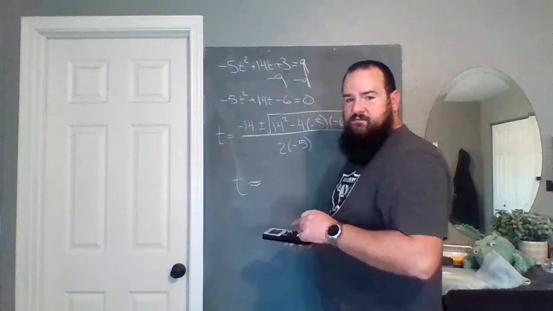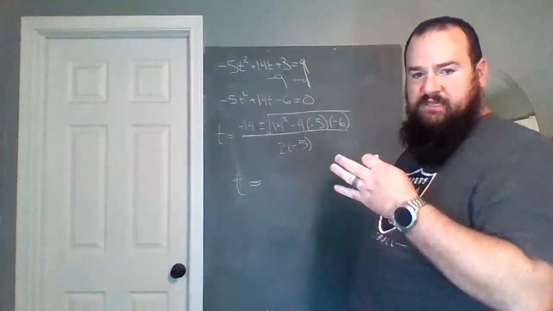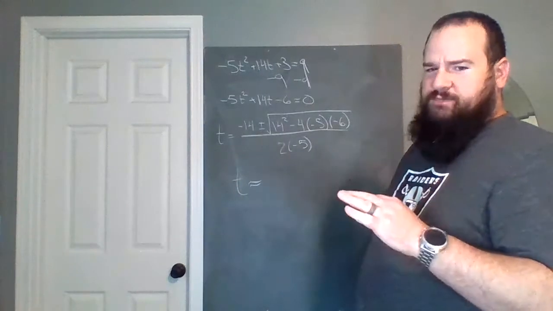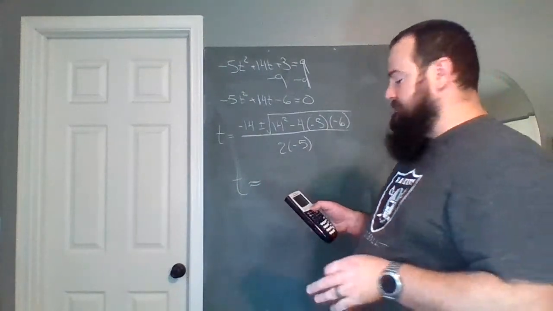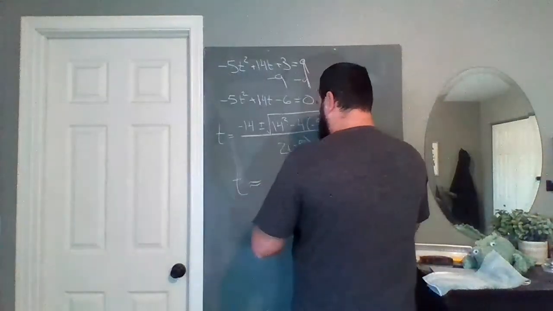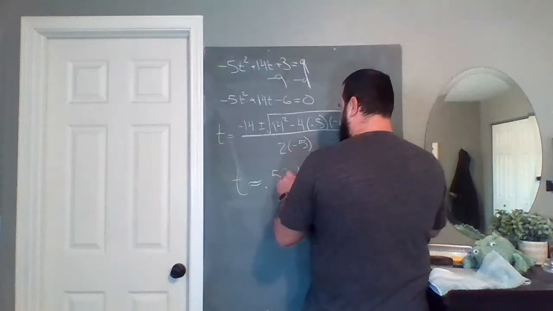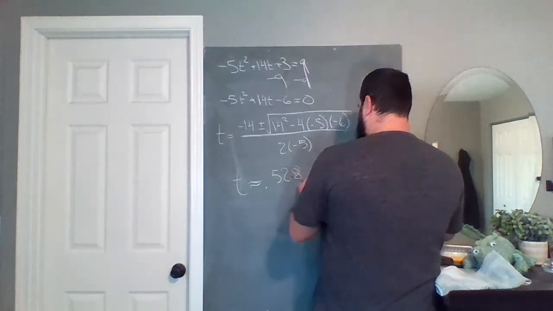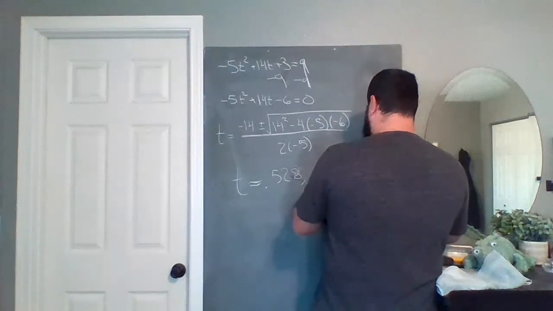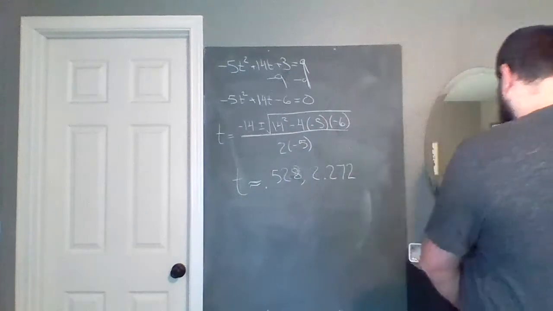And so what I get from this, I get two values. Now, if you look at my equals, it's not a normal equals. It's kind of wavy. And what that means is it's approximate, because we don't have exact values. You can't turn these into fractions. They're not nice numbers. And so we get approximately 0.528 and 2.272.